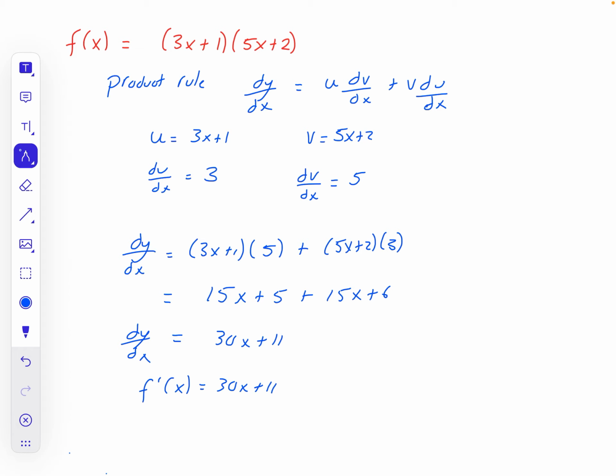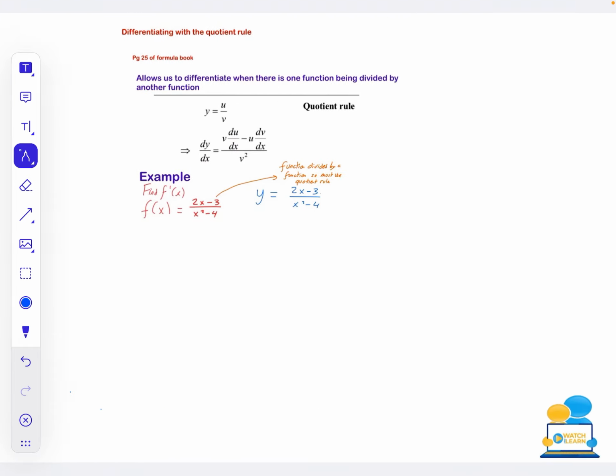No matter how hard the numbers get, like that first example we did was a bit more challenging. That's why we worked through it a bit slower. If you can do the simple ones, just make sure then when the questions get a little bit harder, you take your time, make sure you're not making little slips. So that is our product rule that is used when we are multiplying functions together. So when there's two brackets and they're being multiplied together.